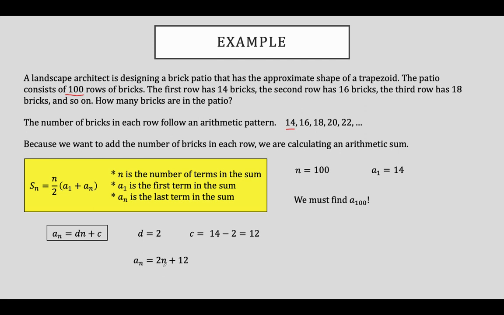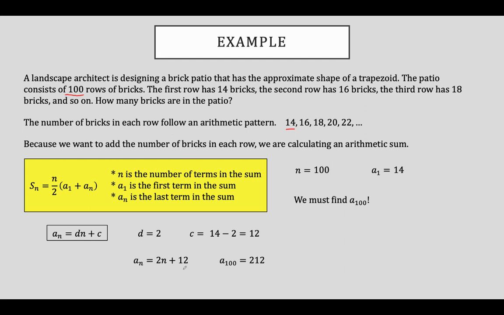Notice if I plug in 1 for n, I get out 14. If I plug in 2 for n, I get out 16. If I plug in 3 for n, I get out 18, right? The third row has 18 bricks. If I plug in 4 for n, I get out 20, so on and so forth, all right? So now we want to find how many bricks are in the 100th row. Well, that means I need to plug in 100 for n. Plugging in 100 for n gives me 200 plus 12. A subscript 100 is equal to 212.